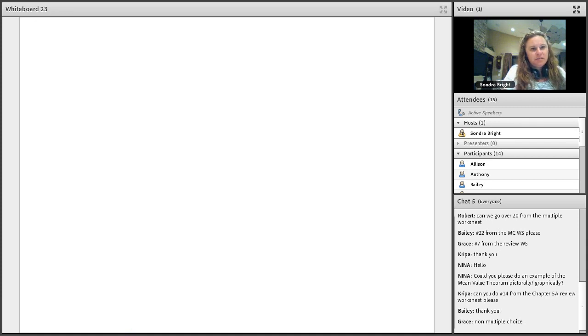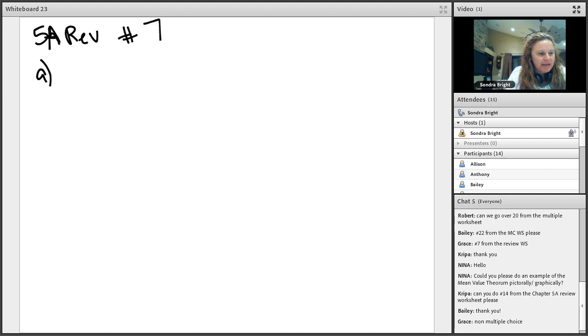So this is 5A review, number 7. It says f is continuous on [0, 3] and satisfies the following. Find the absolute extrema of f and where they occur.